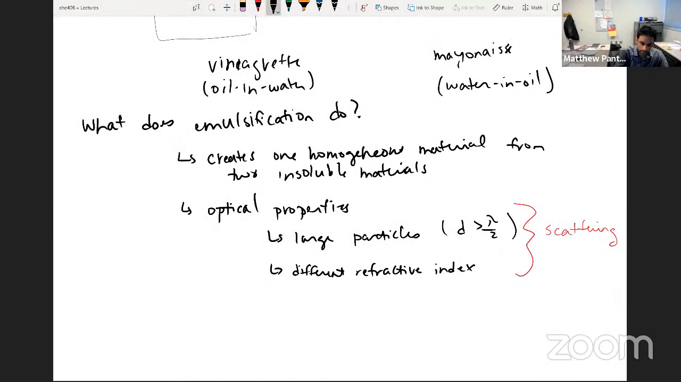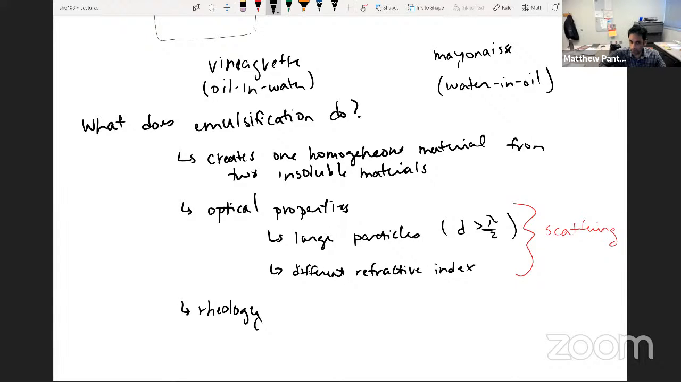So the last thing that is of practical importance, there are other things too, is very big changes in the rheology of the material. In either of these cases, we'll see an increase in viscosity. When we think about oil versus mayonnaise, mayonnaise is 80 or 90% oil, but it behaves much like a solid due to this network of emulsion particles that exist in it.